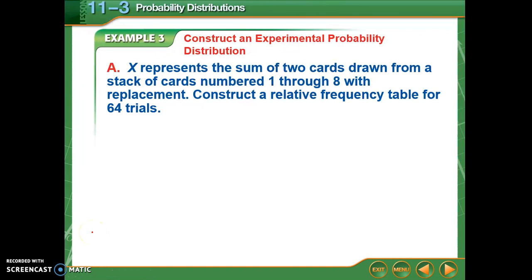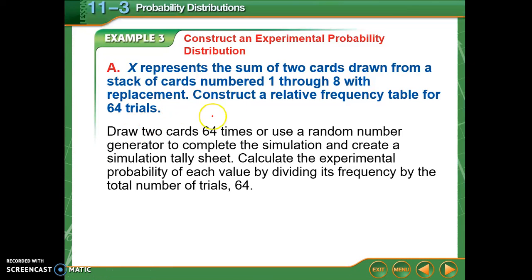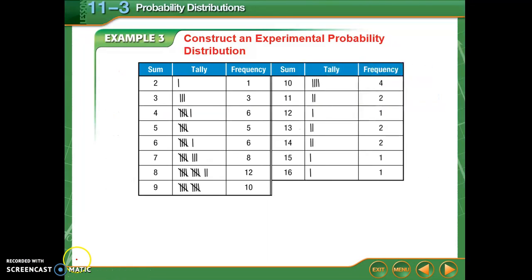So let's take a look at this example. It's the same idea, the stack of cards numbered 1 through 8 with replacement. And I'm not actually obviously going to have you do the trials right now, but we're going to draw 2 cards 64 times, or we could use a random number generator to do that as well, and complete a tally sheet. So let me show you what they did here.